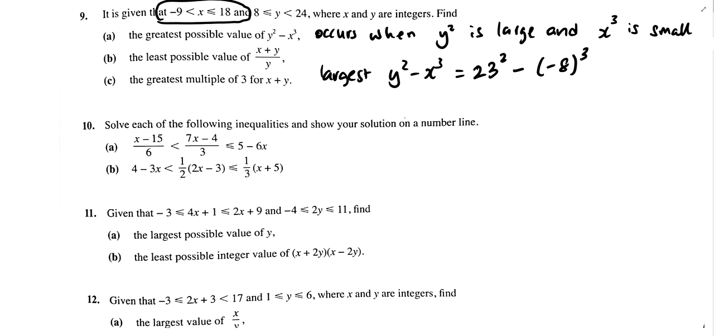Okay, so mental sums will tell us that 8 cubed is equal to 512. Negative 8 cubed will be negative 512. Then we introduce the negative sign over here. We will make it all become positive. So 23 squared minus negative 512 will give us 1041.